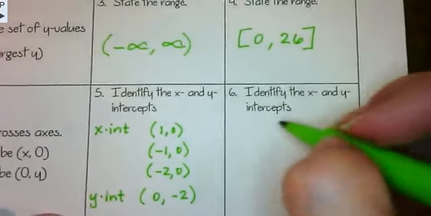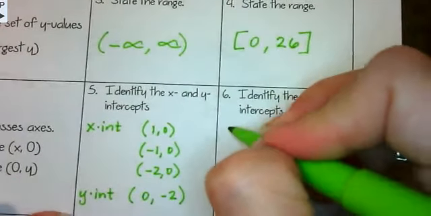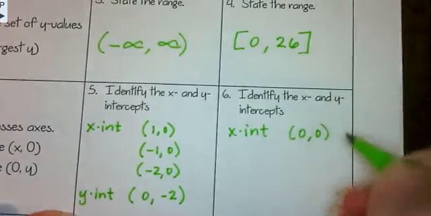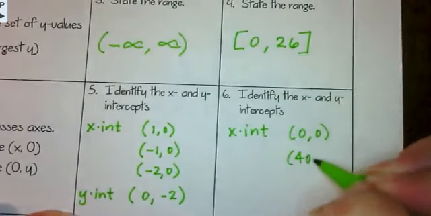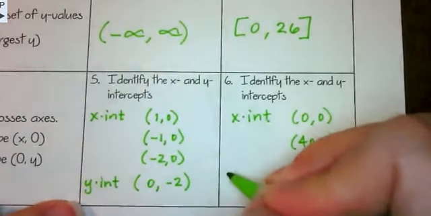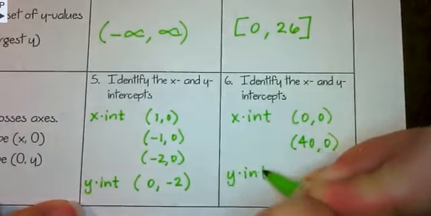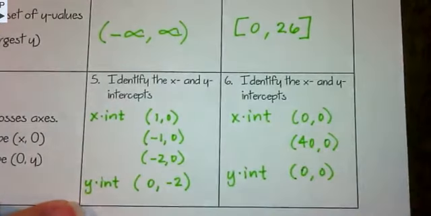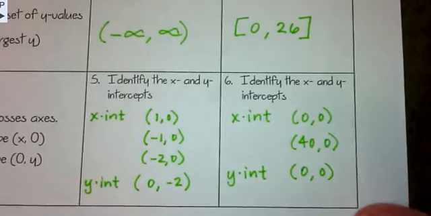All right, on this one, the word problem, our x-intercepts are at 0, 0, and at 40, 0, because those are going to be the places where the ball was on the ground. And then the y-intercept, there's only one, and that's at 0, 0, and that's when Max started with the ball.